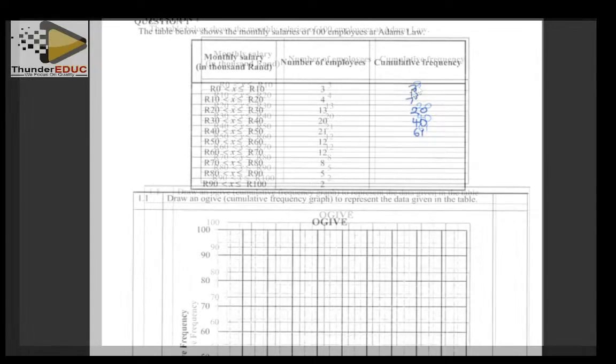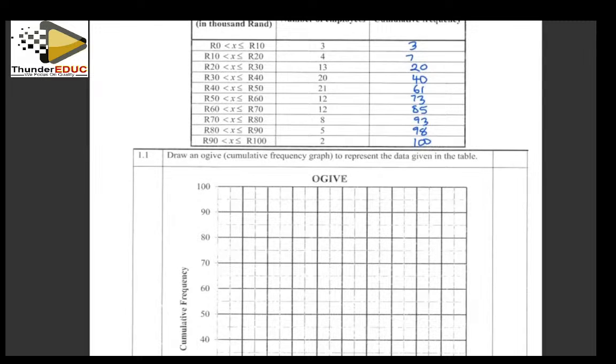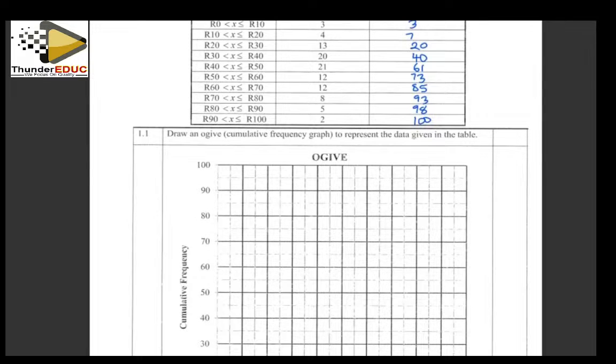And then plus 12, that's going to be a 73. Plus 12, which is 85. 85 plus 8, that's going to be a 93. And then a 98. And then lastly, we have 100. So those are the cumulative values that we needed. Then we go down and plot the graph. Remember, when you're plotting, we always look at the upper class intervals.